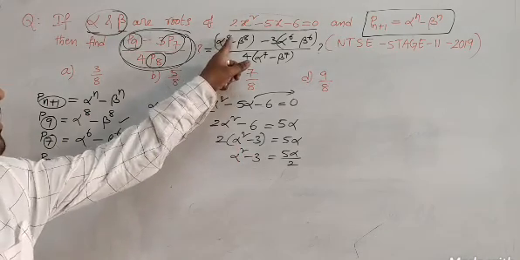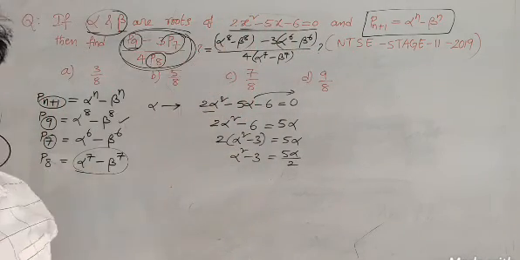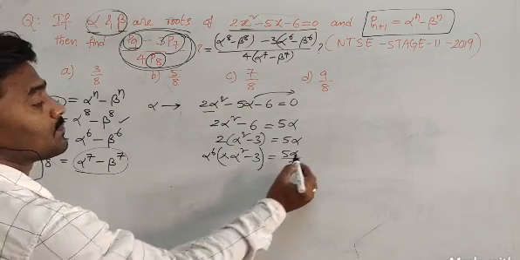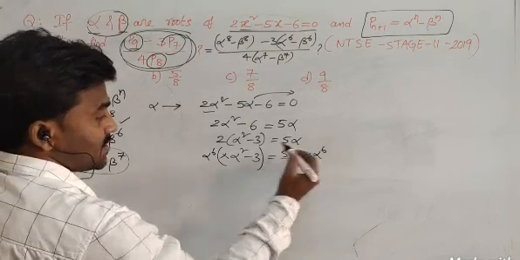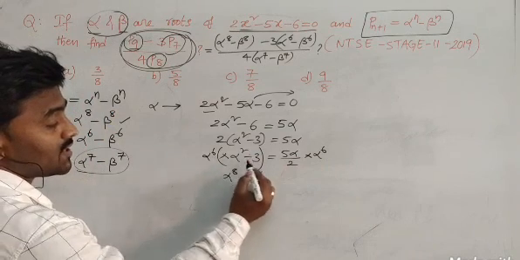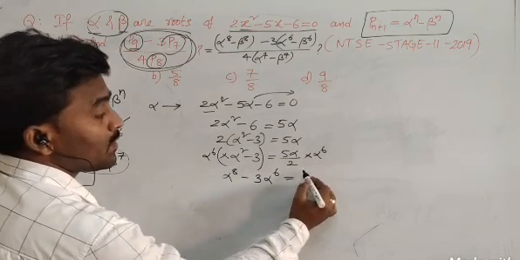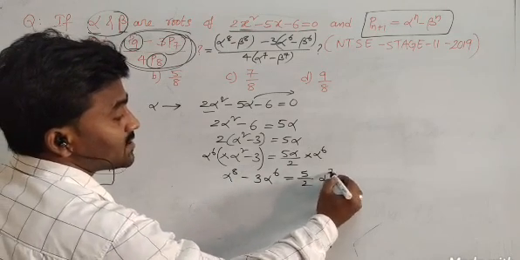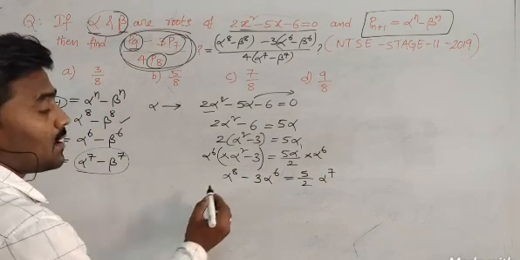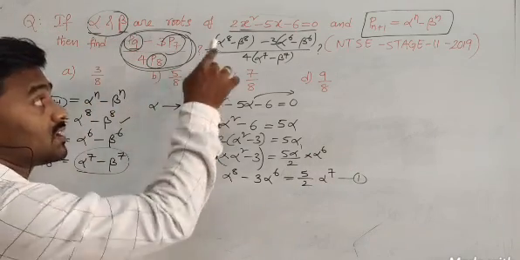I want alpha power 8. I am trying to find the numerator. In the numerator we have alpha power 8, so multiply both sides by alpha power 6, the LHS as well as the RHS. You will get alpha power 8 minus 3 alpha power 6, which equals 5/2 alpha power 7, since alpha into alpha power 6 is alpha power 7. This is the equation I got when I substituted alpha as a root in the given quadratic equation.